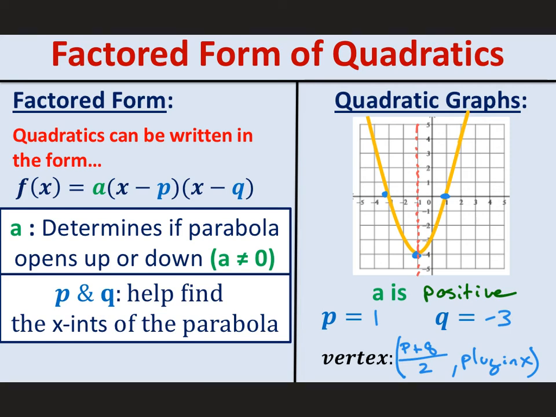All right, so that's how we're going to do this. If we were to write this equation, it would look something like this. It would look something like y equals, a is positive, so in this case I think it's just a positive 1, so we won't write anything. And then you would write x minus 1, so it's the opposite of the positive 1, and x plus 3. If we wanted the vertex, we would say what's 1 plus negative 3? That's negative 2. Divided by 2 is negative 1. So the x value of our vertex is negative 1. Plug it back in to get the y value of our vertex.